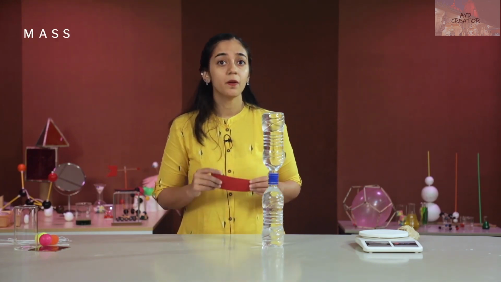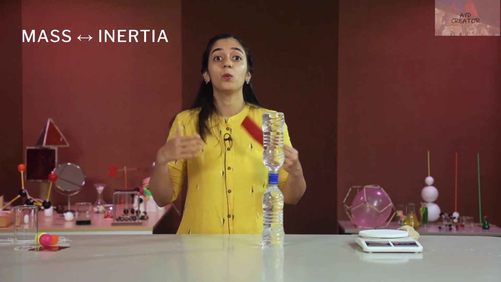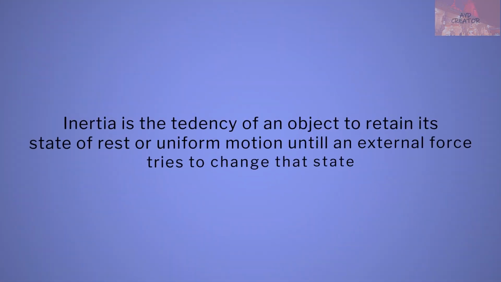Bottles are standing like this because of inertia. According to Newton, the more the mass, the more will be inertia. Inertia is the tendency of an object to retain its state of rest or uniform motion until something external tries to change that state. When we flicked the strip, it fell down in motion while bottles remained at rest.